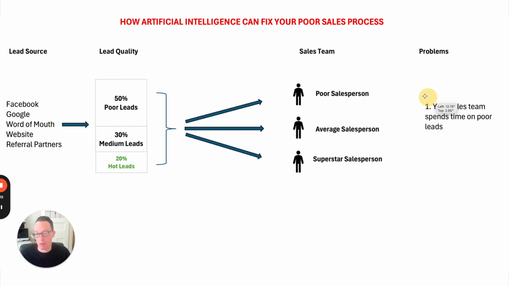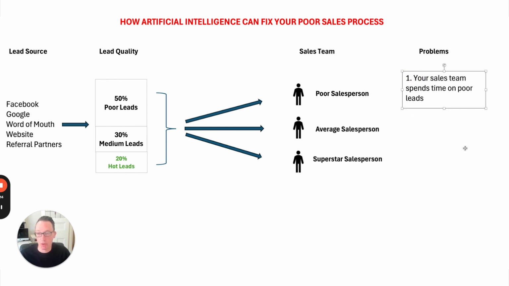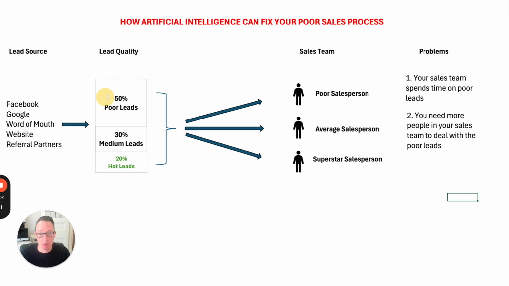So there are several problems with this process. The first one is your sales team spends time on poor leads. So these 50% of poor leads, they're not going to lead to a sale. They get put through to your sales team, and your team are spending 50% of their time answering the questions from these poor leads. The second problem is that you actually need more people in your sales team to deal with these poor leads. Again, these poor leads take up around 50% of the effort of your sales team, and you're going to need more people to answer those questions from those poor sales leads.